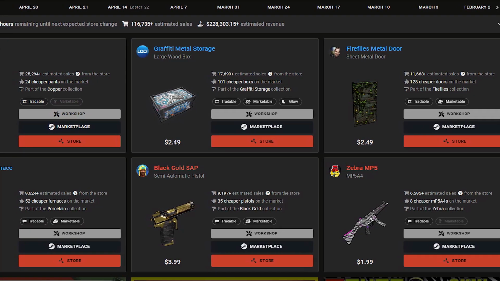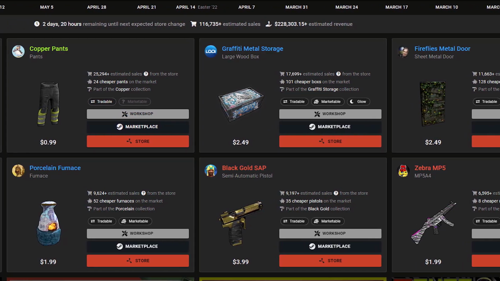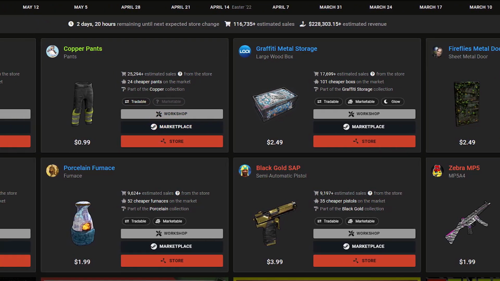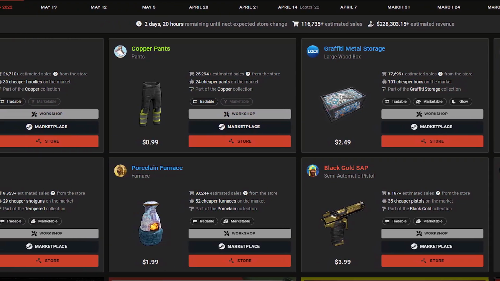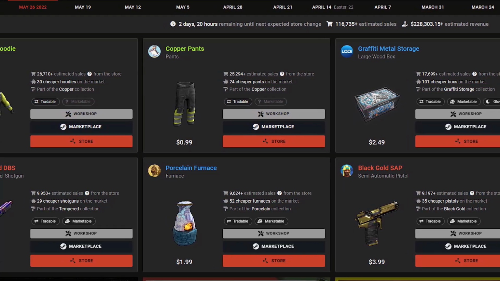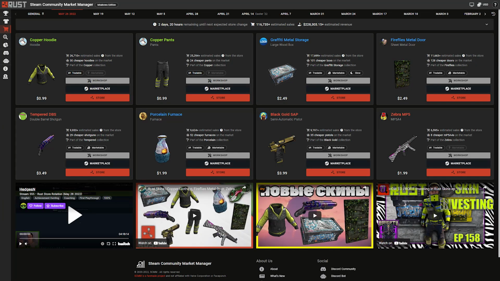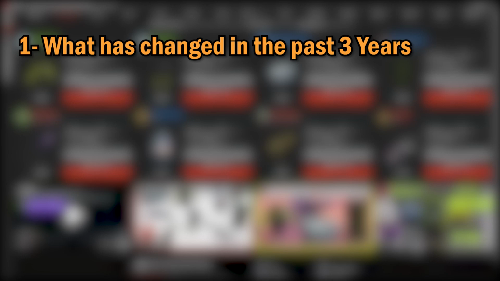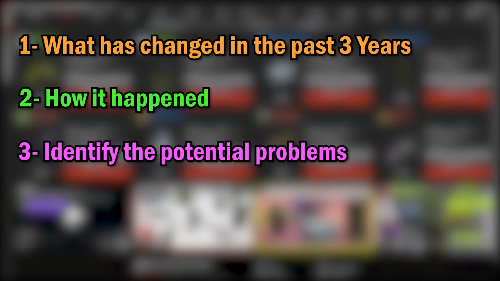When you compare it to the likes of today, it's quite obvious that the behaviour with the Rust market has changed a bit. Sales data can now be tracked with websites such as SCM to help us properly visualise the amount of sales each skin has each week. Most importantly for me, it helps me notice possible problems that can affect me and my potential investments. We're going to learn what exactly has changed in 3 years, understand how this happened, and identify what these potential problems are.